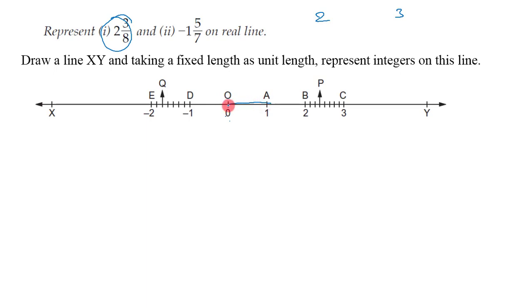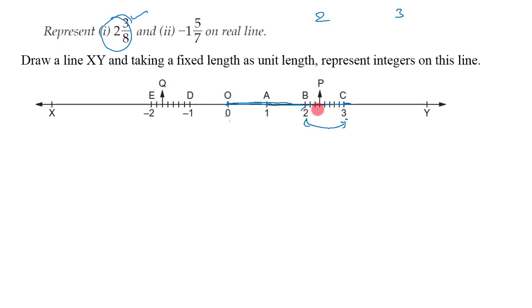Then OA, and 2 times OA you get OB which is of 2 units, and 3 times OA is OC. Then you will get a point C which is of 3 units. Then we need to represent 2 whole 3 by 8. That means it lies between 2 and 3, that means it lies between B and C.